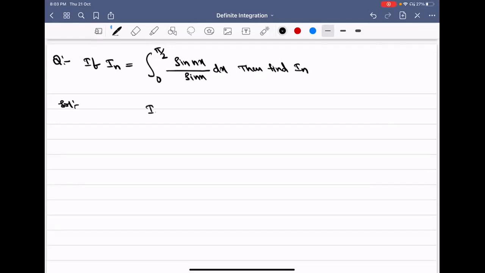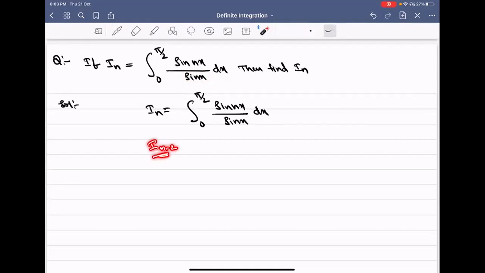Solution: I_n is equal to the integration of 0 to pi by 2 of sin nx over sin x dx. Here we should get rid of this sin x in the denominator. That happens if we choose I_n minus I_(n-2).